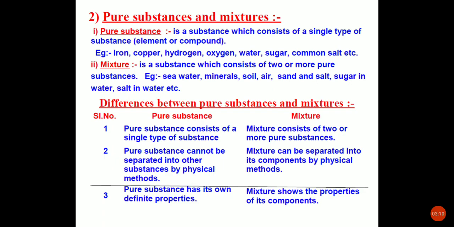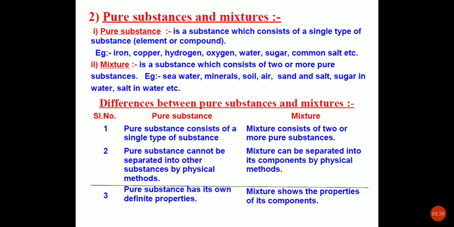In the case of iron, only one type of substance is there, iron. In the case of copper, only copper is there. So in elements there is only one type of substance, and in the case of a compound like water, only one compound is there, water, and in sugar only sugar is there. So a pure substance consists of a single type of substance.